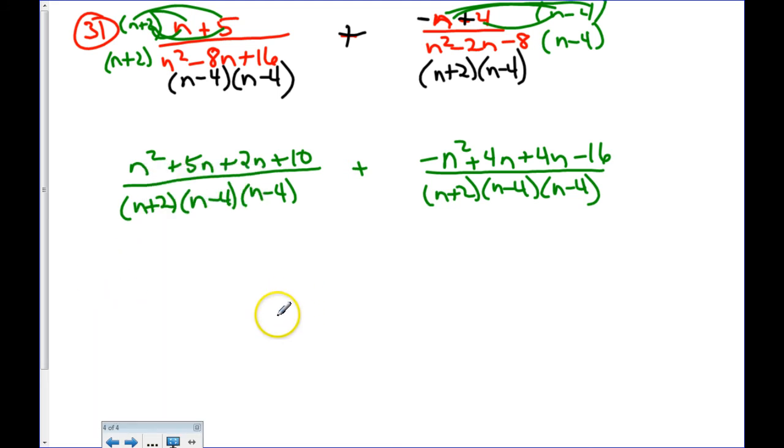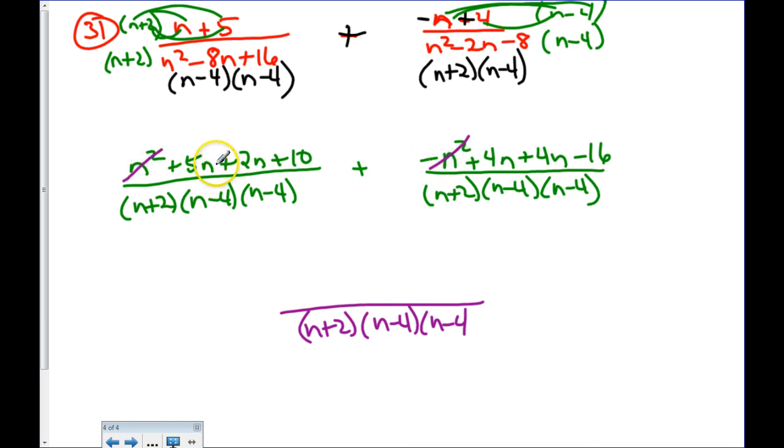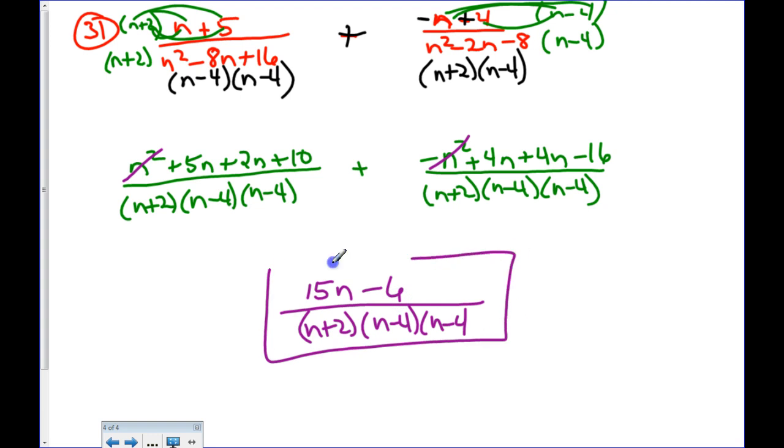So for my final answer, I'm going to have a denominator of n plus 2, n minus 4, n minus 4. Now I need to combine like terms in the numerator. n squared minus n squared goes away because it's a 0, right? So 5n plus 2n is 7n, plus 4n is 11, plus 4n is 15. And now the only ones I have left are my constants. So I have a 10 minus 16, negative 6. So that is my answer for number 31.